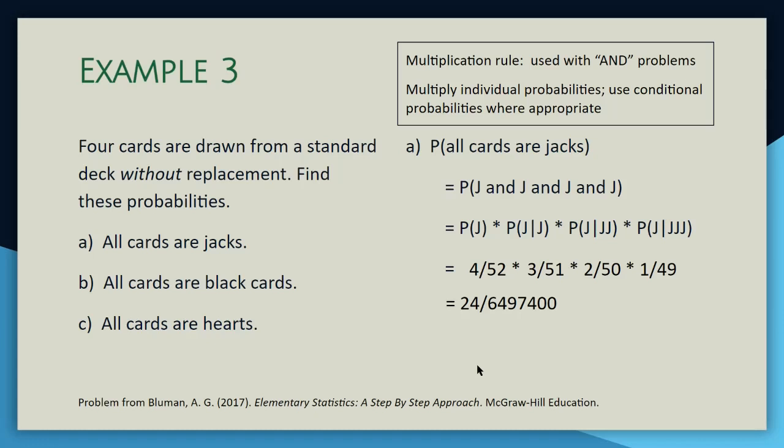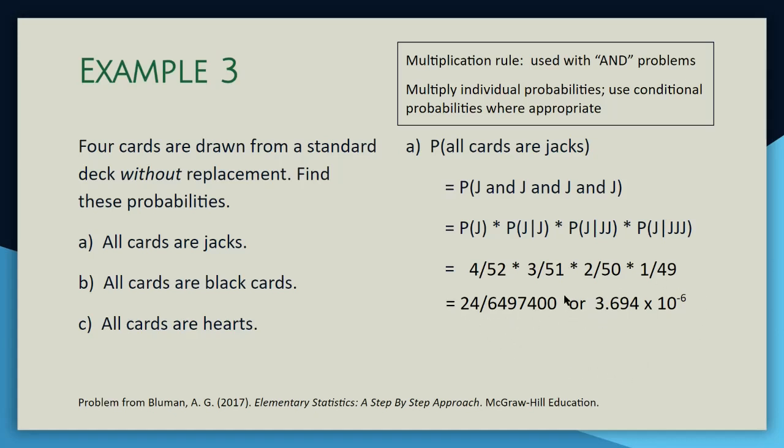So the number of 4 card hands that we can draw without replacement is 6,497,400. That's a lot of possible 4 card hands. And 4 jacks represents only 24 of those 6.5 million options. If you do that division, you're going to get something funny on your calculator. It's probably going to say 3.6 something something something e to the negative 6. That's your calculator's way of doing scientific notation, and it means it's a really tiny decimal.